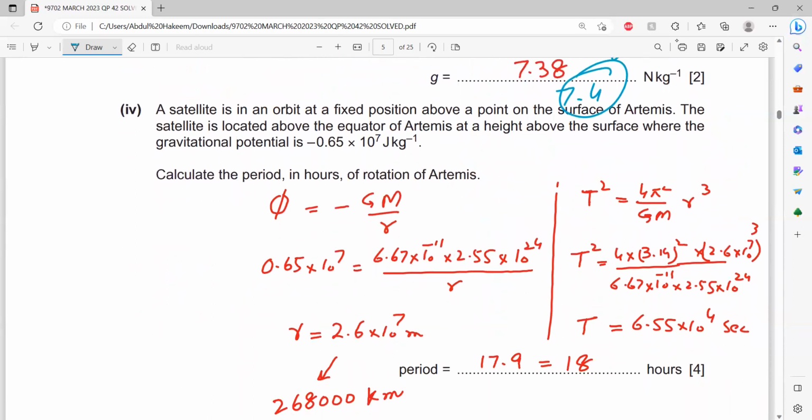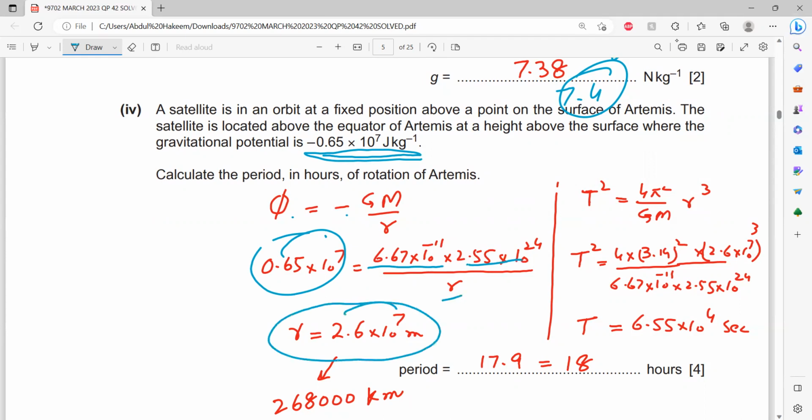Next, a satellite is in orbit at a fixed position above a point on the surface of Artemis. The satellite is located above the equator of Artemis at a height above the surface where the gravitational potential is minus 0.65 times 10 to the power 7. Okay, so phi is equal to minus GM over r. This is the value given. With the G value and M value, you can calculate this r, which is 2.6 times 10 to the power 7.